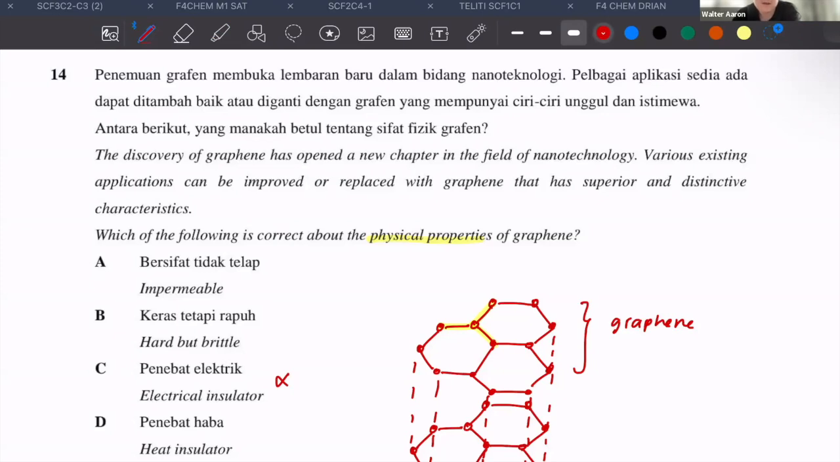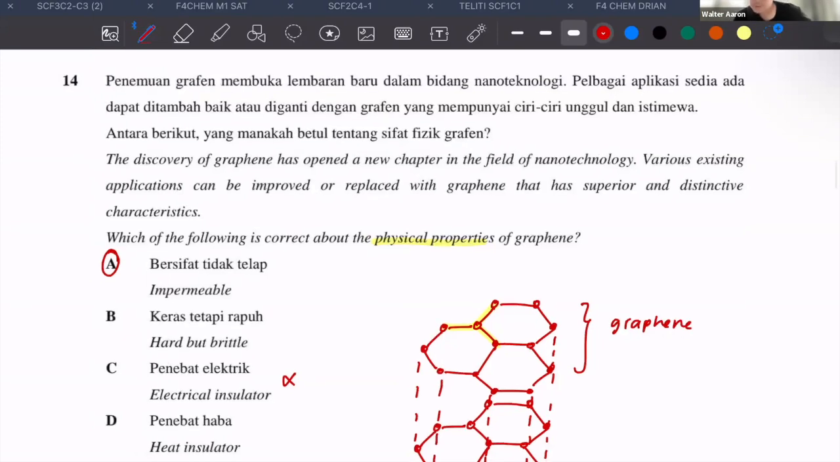Is it impermeable? Impermeable means it cannot allow certain things to go through. I think the best answer for this particular usage of graphene, because now it's more about the usage of graphene, is impermeable. So the structure is so compact that it won't allow things to go through. It makes it a very suitable material in nanotechnology, while the rest of it is not really about the usage of graphene. So therefore, 14 is A.